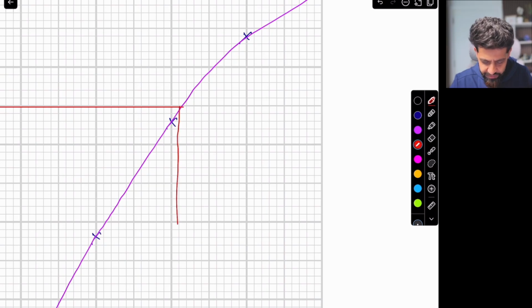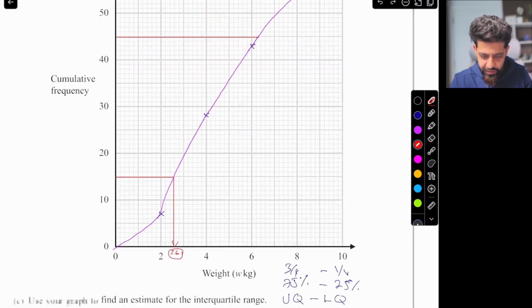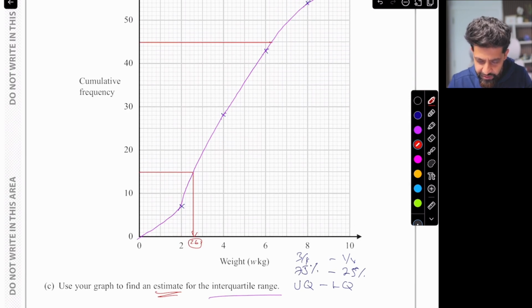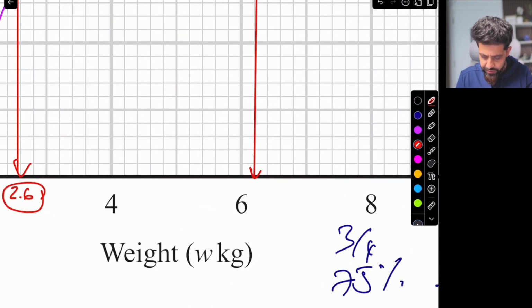So let's just go there. It doesn't matter. It's an estimate. If you remember, the question said estimate. All right, so I'm just going to go a little bit out there. Okay, and that would be 6.2.